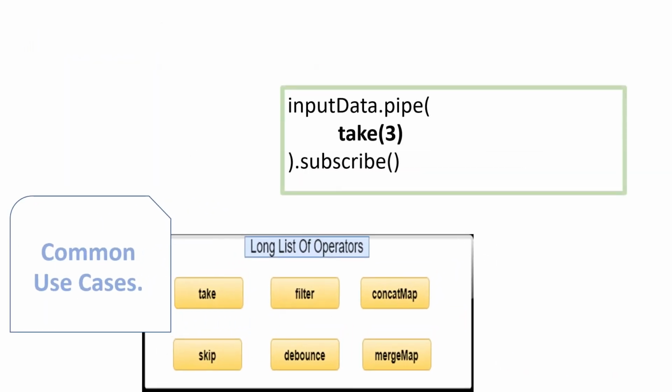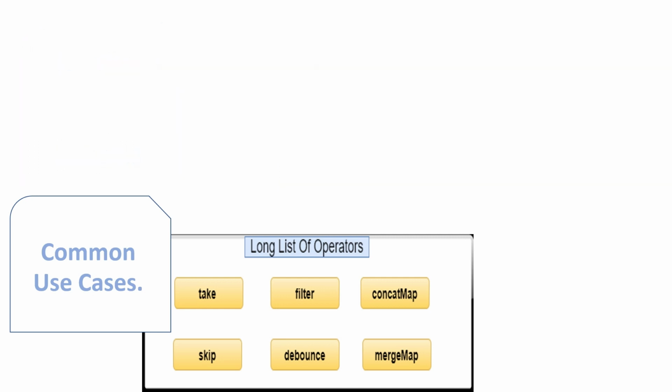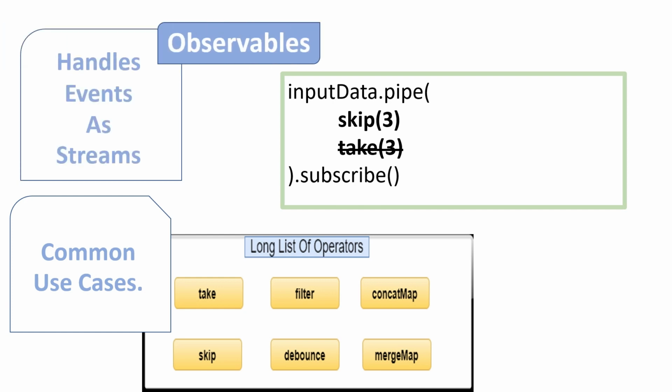For example, there is a simple operator named take to filter the incoming data. If we pass the input data through this take operator as above, it will emit only the first 3 items and ignore the rest. If our requirement is to skip the first 3, then we can simply replace the take operator with a skip as shown. This will just do the opposite. Emit everything only after the first 3. How simple, isn't it?